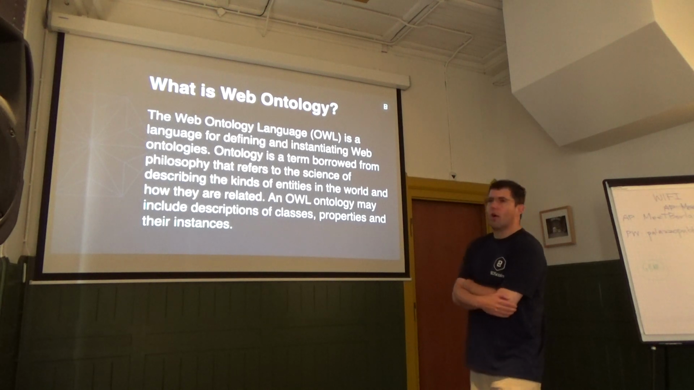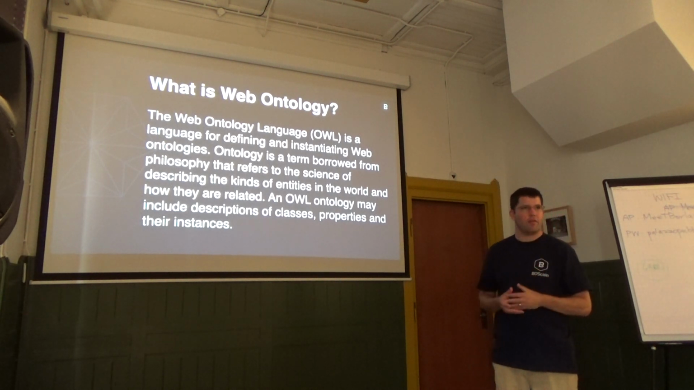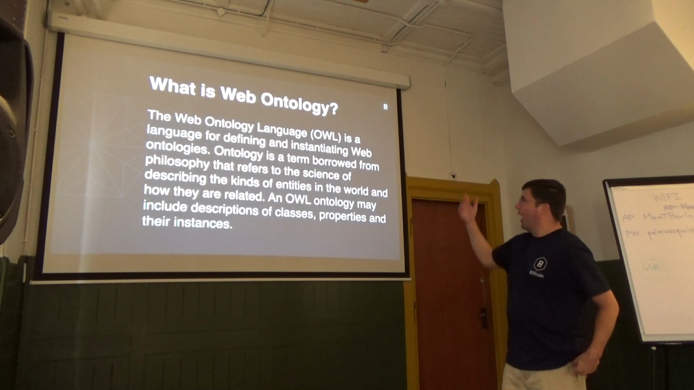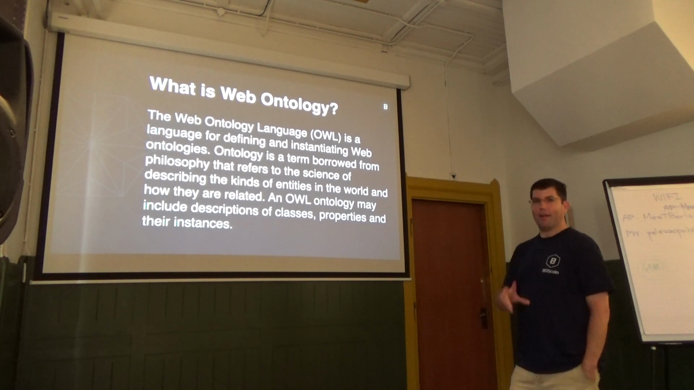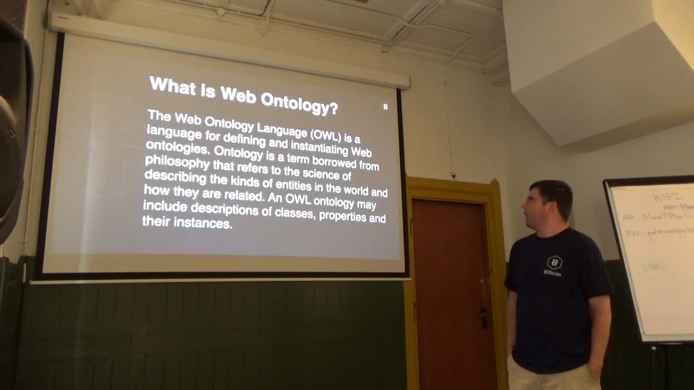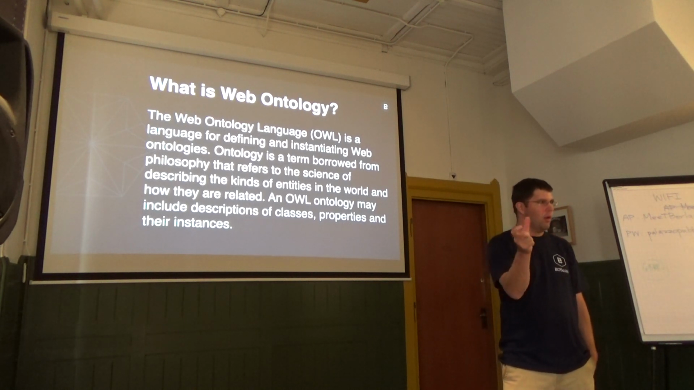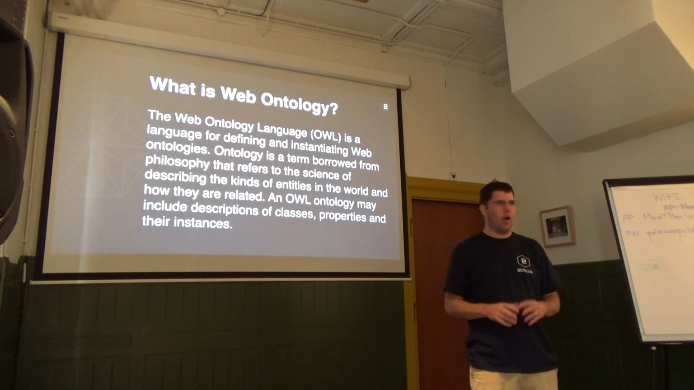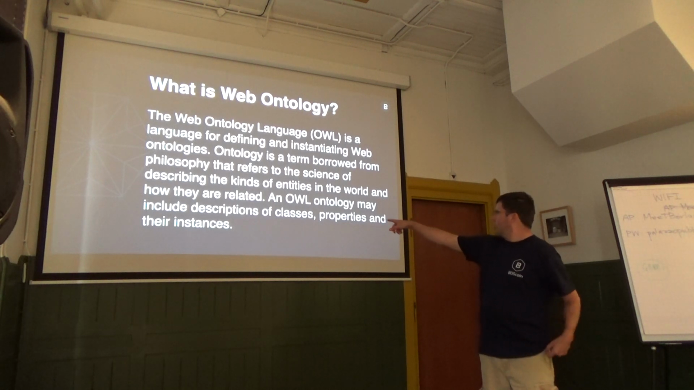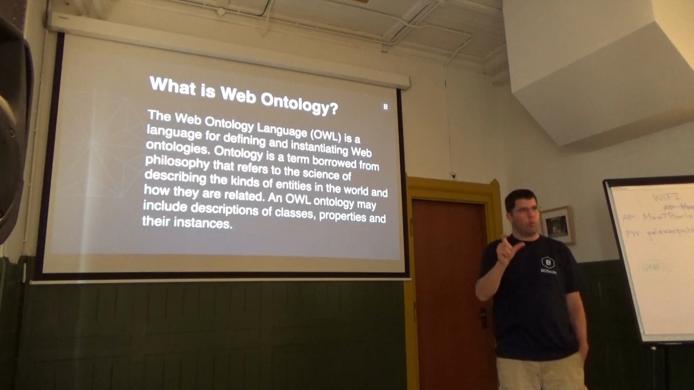So web ontology, this is basically what it is from the web ontology OWL website. One of the key features for web ontology is the ontologies. So there are going to be global definitions for what terms mean: what classes, properties, and instances mean.